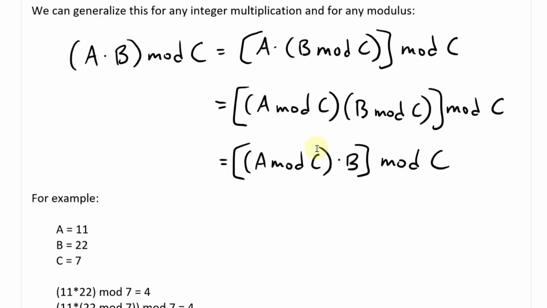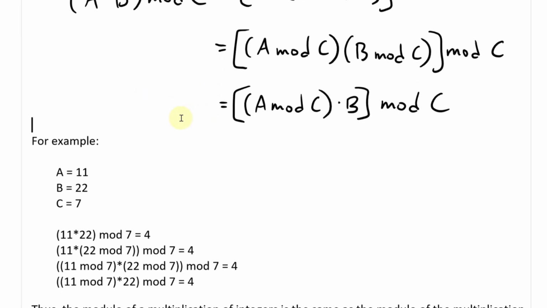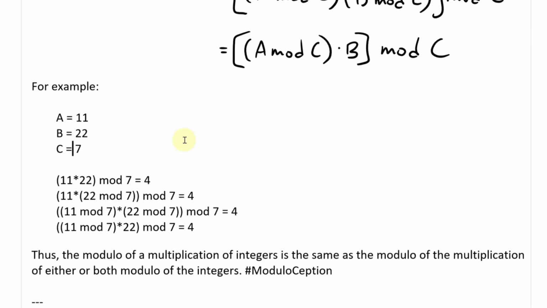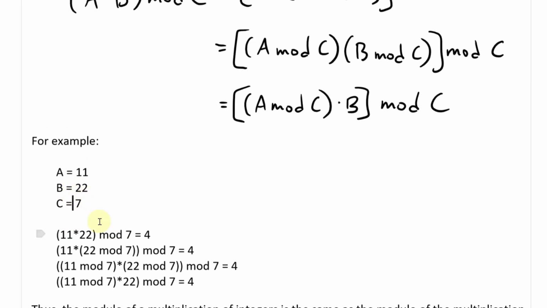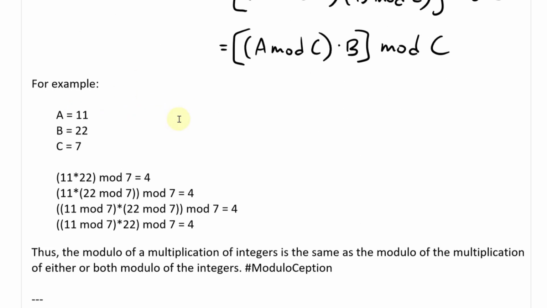So that's what we have here, and we can calculate this in an example just to illustrate it. Basically, if you have a equals 11, b equals 22, c equals 7, so a different modulus instead of 9. We'll have 11 times b, or 11 times 22, then mod 7, which equals 4. You just do this on the calculator and it equals 4. That's the first one right here: a times b mod c.